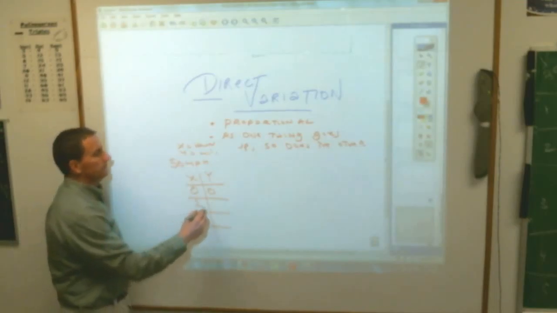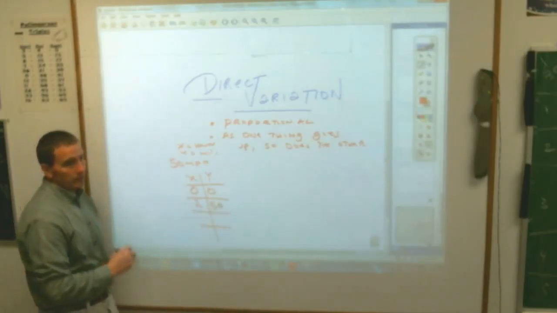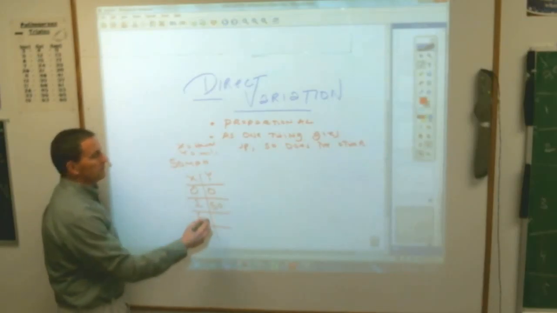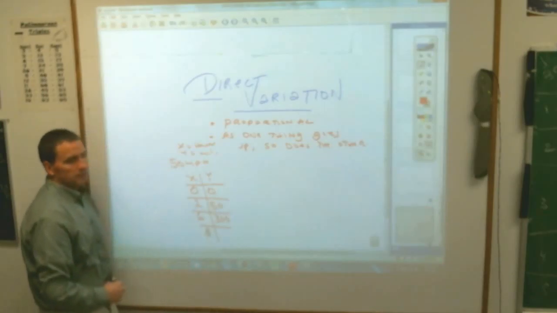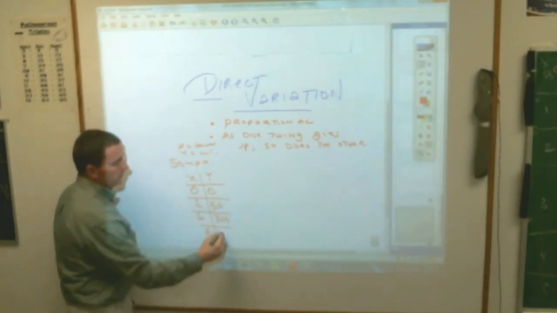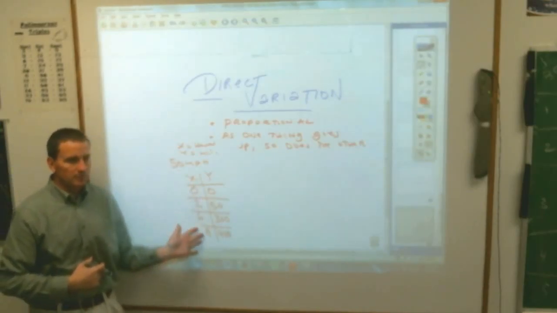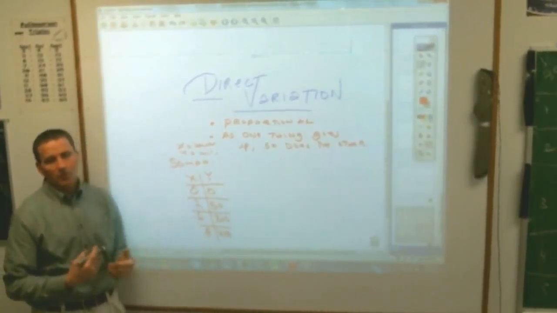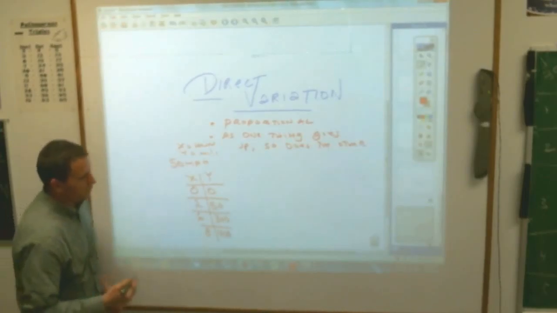Very good. What if you're driving for 6 hours? David? 300 miles. And if you drive for 8 hours, you're going to go 400 miles. Notice, as the time goes up, so does the distance you travel. Not only does it go up, but it goes up at the same rate, which means it's proportional.